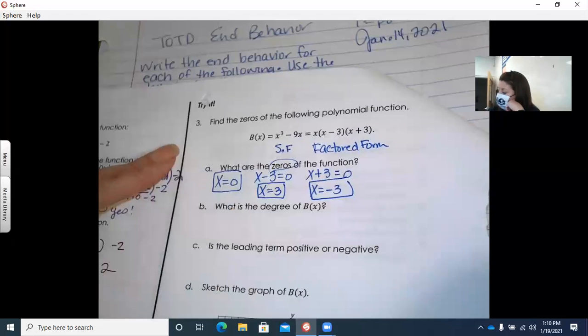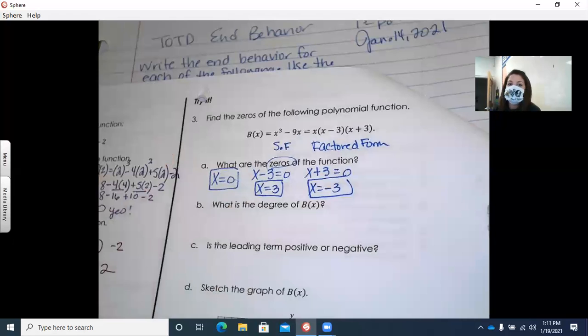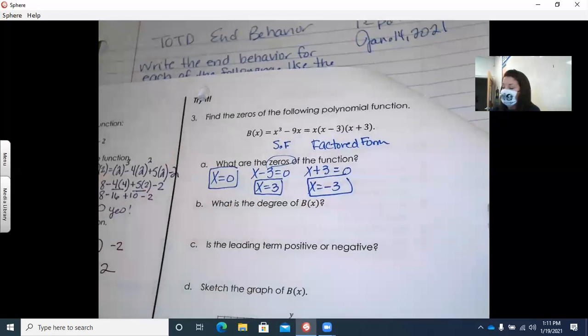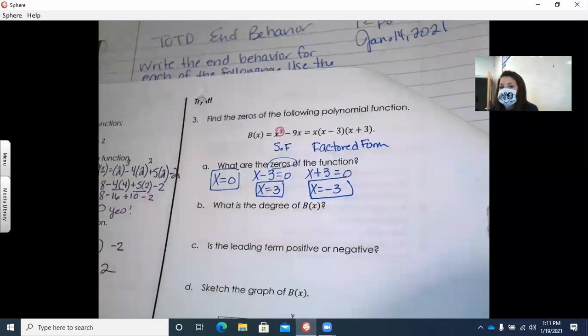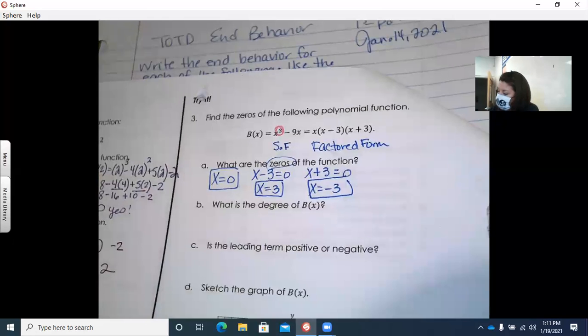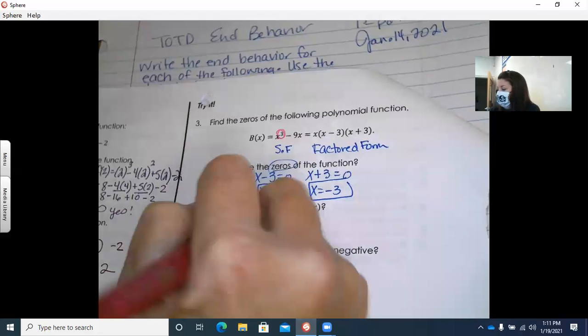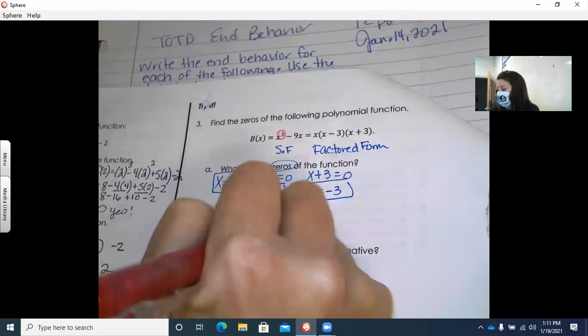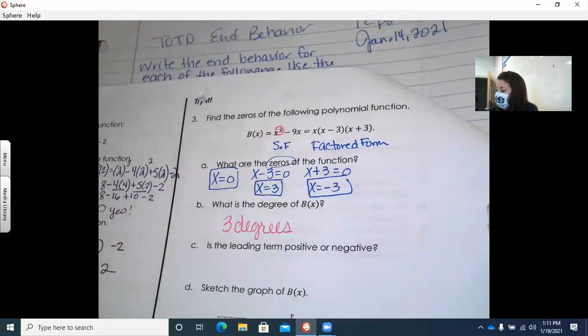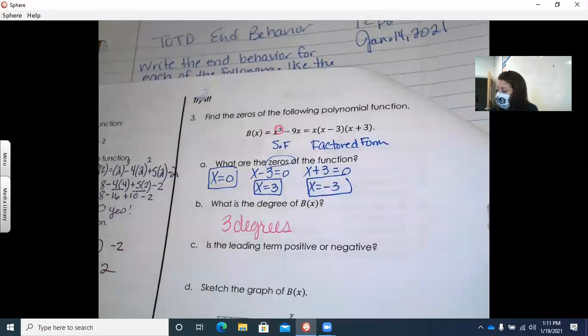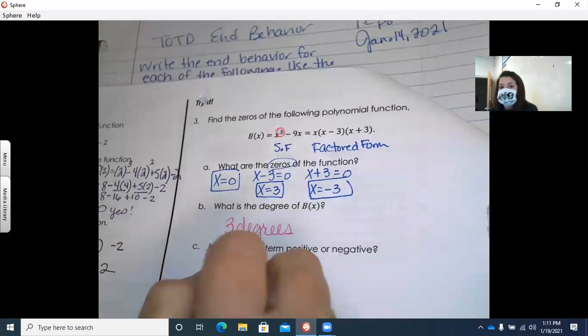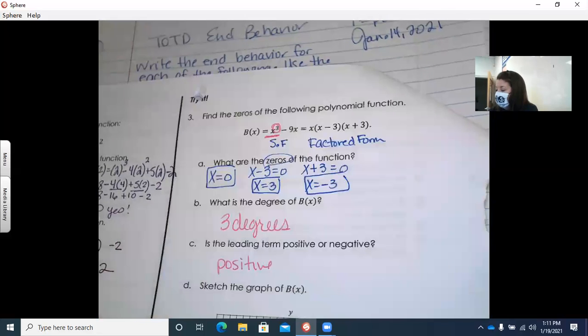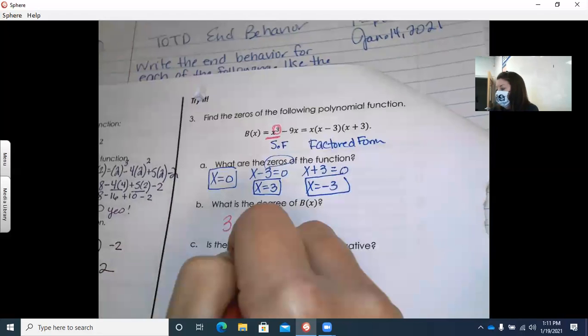What is the degree of function b? How many degrees? 3. Remember, look at standard form. Your highest degree when in standard form is the degree of the function. So function B has 3 degrees. Is your leading term positive or negative? Positive. My leading term was x cubed, right? That's a positive number. If you weren't here last class, that's what you missed from the video, okay?